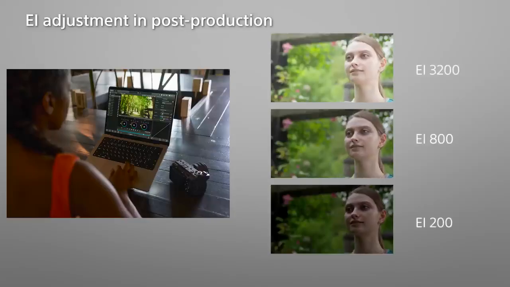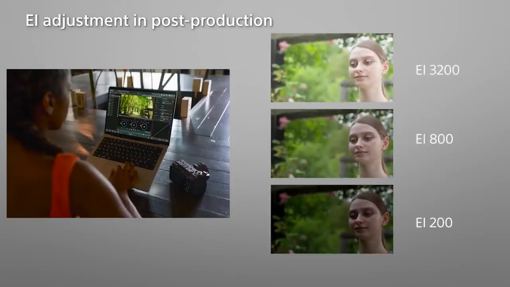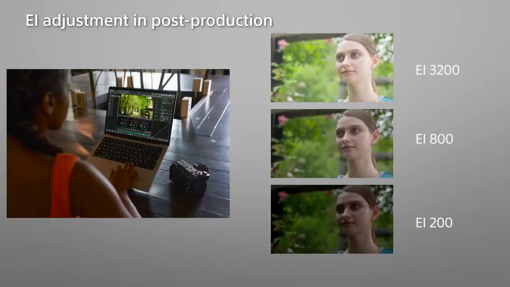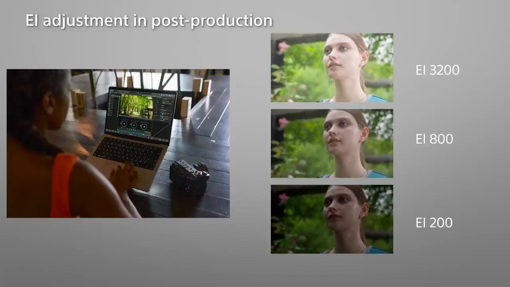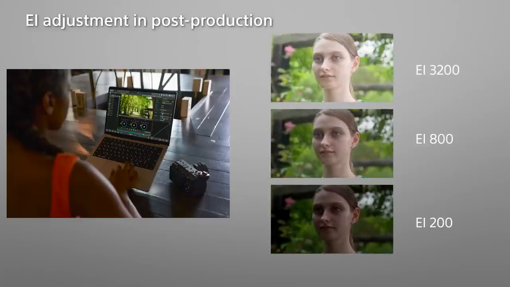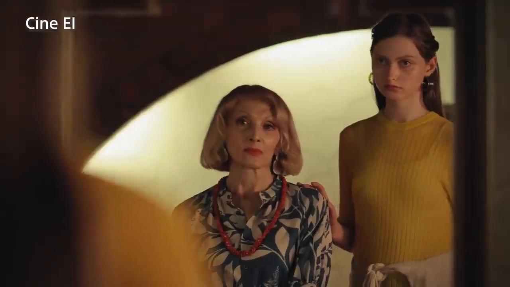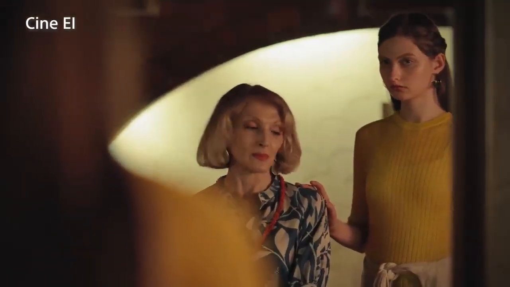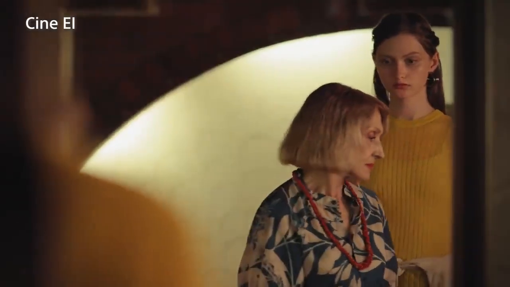By deliberately shooting with the intent of adjusting exposure index in post-production, it is possible to achieve ideally balanced gradations between highlights and shadows. The result can be something like what you're seeing here, with smooth shadow gradations and low noise in clear, professional-looking images.